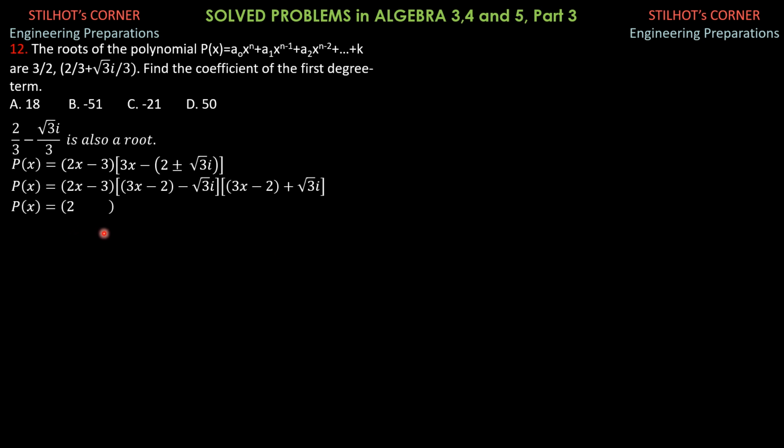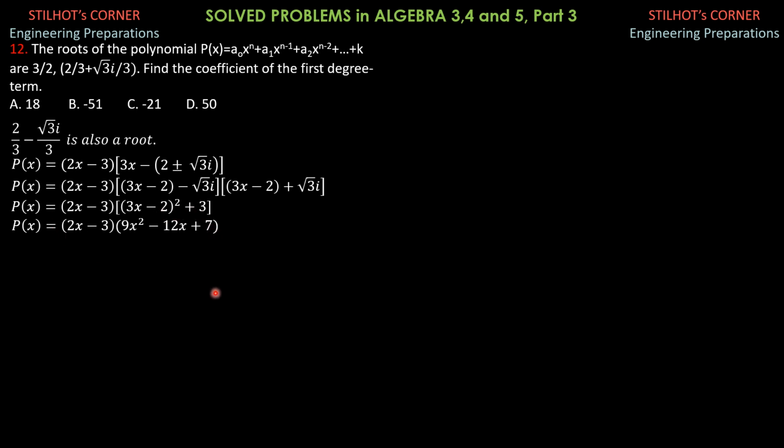So p of x is quantity 2x minus 3, then quantity 3x minus 2 squared plus 3, because negative square root of 3i times positive square root of 3i is negative 3i squared, but i squared is negative 1, so negative 3 times negative 1 is positive 3. So p of x is quantity 2x minus 3, 9x squared minus 12x plus 7. So square of the first, twice the product, so negative 12x. Square of the second, 4 plus 3, 7.